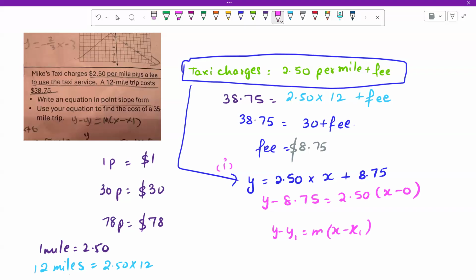Why would you put minus 0? See, they wanted x minus something to be there. There was nothing, so we could put a 0. So basically you can find the equation, and after finding it, you can shift the other variable and say x minus 0. That's also a point. The point is 8.75 and 0, or simply 0 and 8.75. This is the y-intercept.